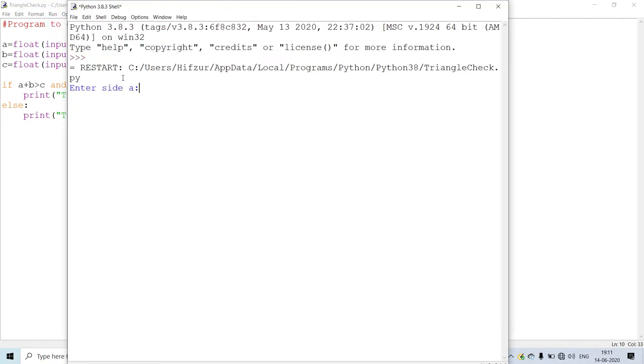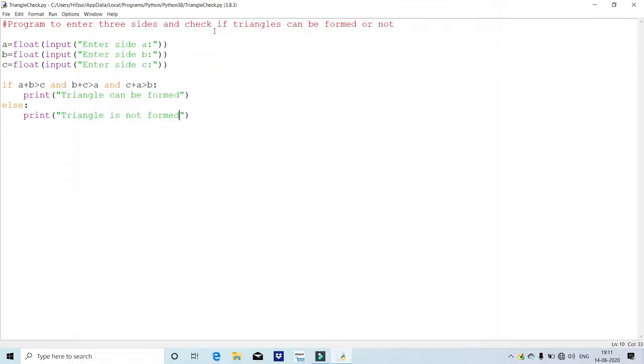So giving side A as 3, side B as 3 and the side C as 6, the triangle cannot be formed as 3 plus 3 is not greater than 6. Now again taking another program and running it.